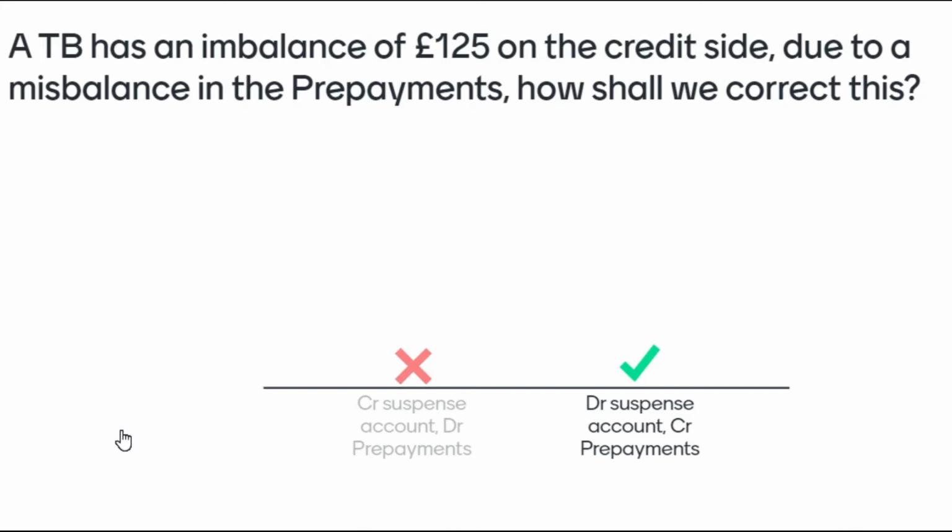Next, a TB has an imbalance of £125 on the credit side due to a misbalance in the prepayments. How shall we correct this? So here we've got a credit suspense account in our TB. So we need to debit suspense account with £125 and then we need to credit prepayments with £125. So it's that second one there.